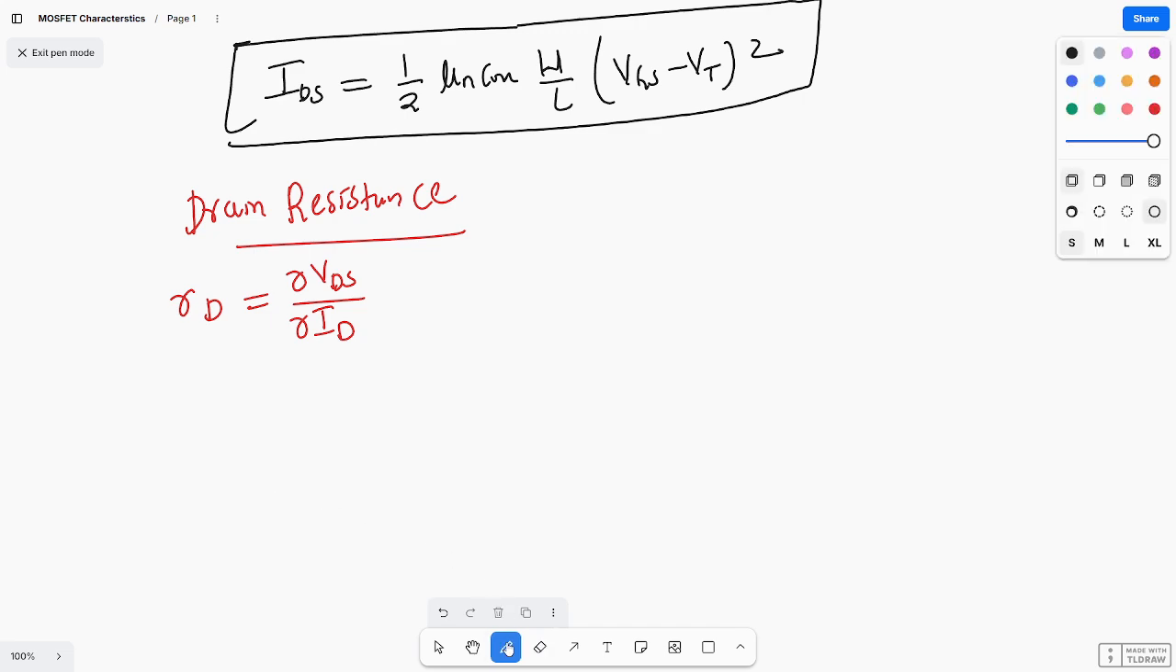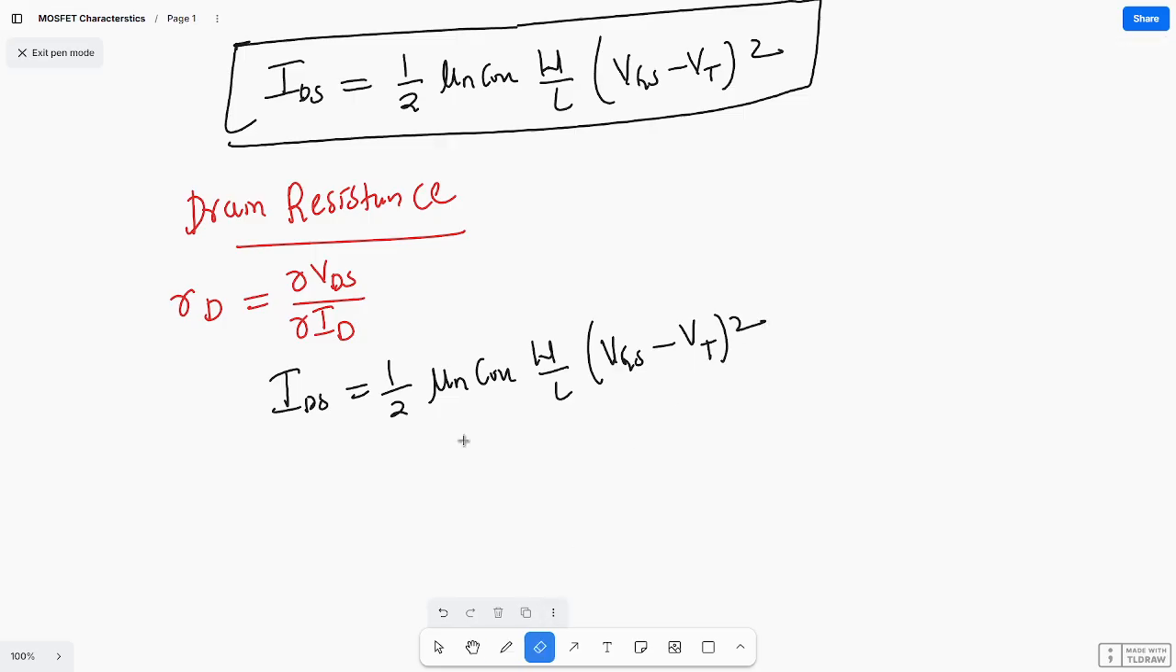So what is my drain current equation? The drain current equation, IDS equals 1 by 2 into mu n COX W by L (VGS minus VT) whole square. Taking this with respect to VGS, I am doing this for transconductance. After that I will do the drain resistance.